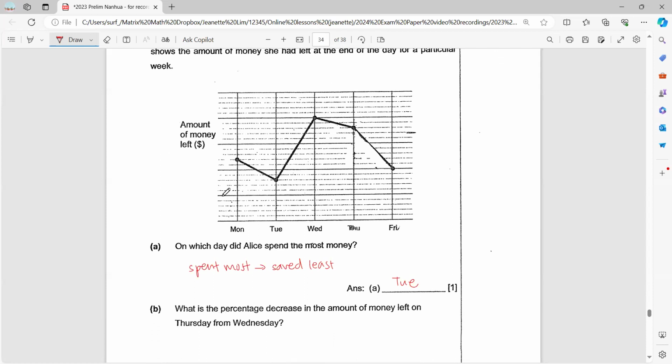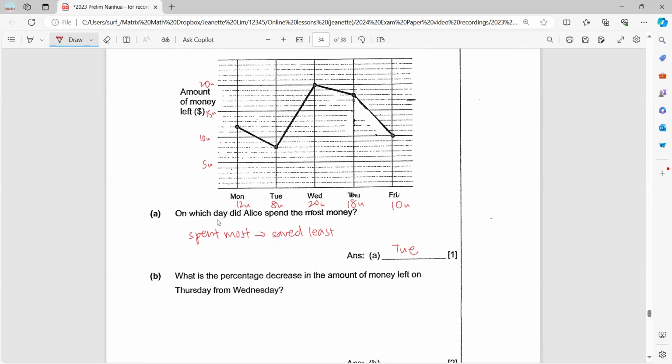Okay, the actual amount of money is not given, but let's use units instead. So this is 0 units. And let's take this as 5 units, 10 units, 15 units, 20 units. Okay, so let's list down everything first. Monday will be 12 units. Tuesday is 8 units. Wednesday, 20. Thursday, 18. Friday, 10 units.